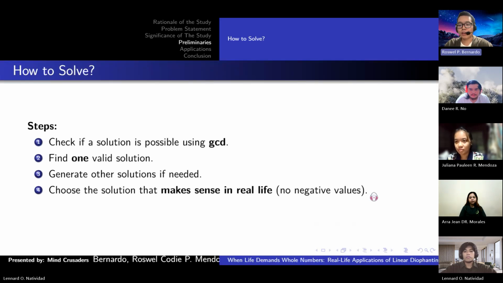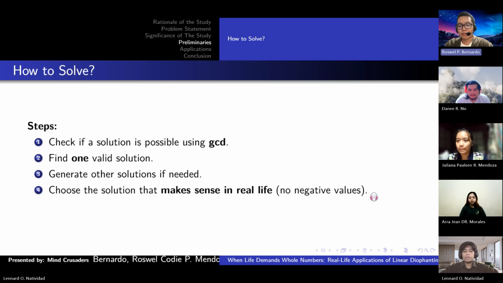Now, for the procedure in solving the linear Diophantine equation, we don't need advanced mathematics here. The process is: check if the total can be divided fairly using the greatest common divisor. Next, find one possible solution, then adjust values if needed, and then choose the solution that makes sense, meaning no negative quantities. This avoids guesswork and gives exact whole number results.